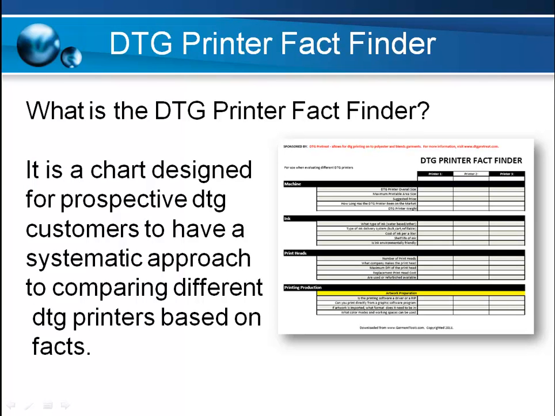So what exactly is the Fact Finder? This is a 3-page chart that can be used for prospective DTG customers, so that they have a systematic, well thought out planned approach to asking questions about different DTG printers they may be interested in. And the Fact Finder helps you focus specifically on the facts so that you can compare one printer to another.